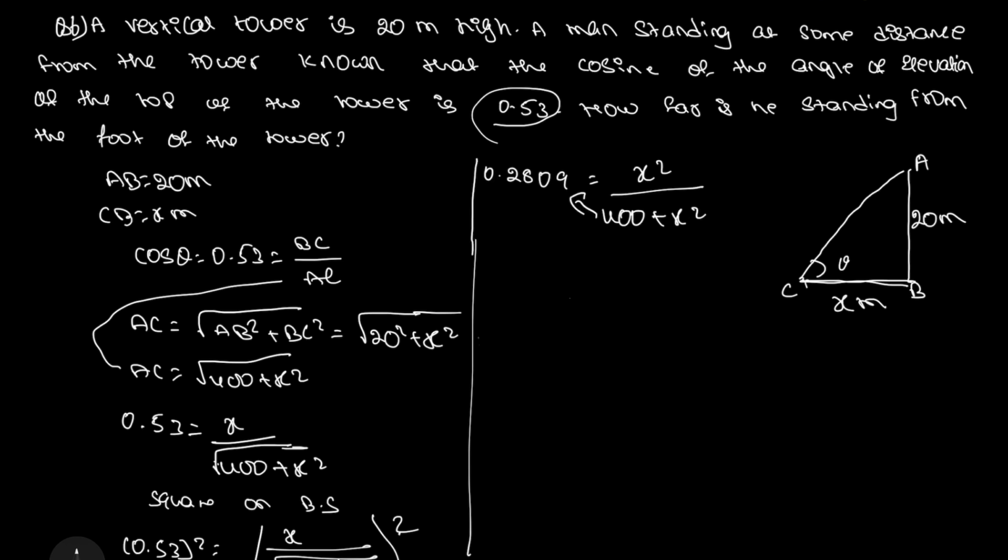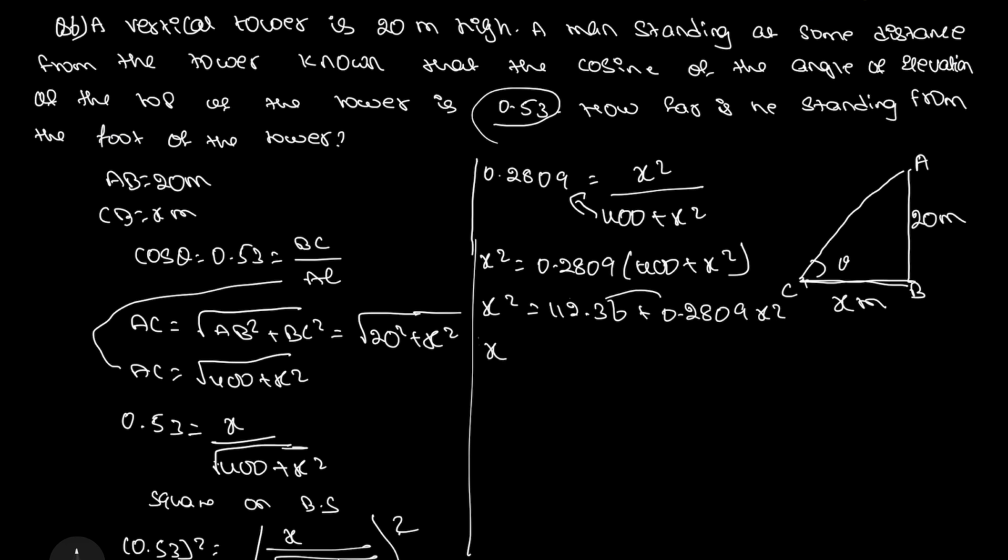This will go here. Now comes the cross multiplication, which is x square is equal to 0.2809 into 400 plus x square. Now multiply this. We'll get 112.36 plus 0.2809 x square. Now transpose this x square: x square minus 0.2809 x square is equal to 112.36.